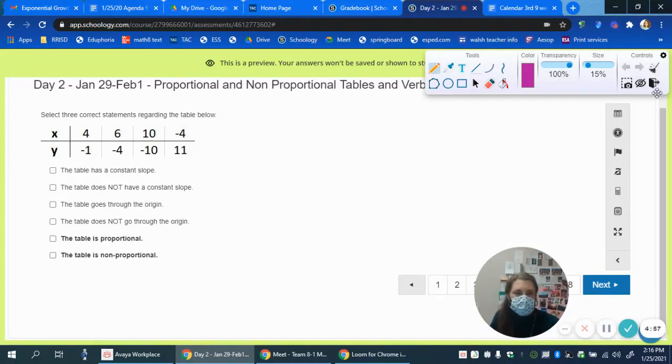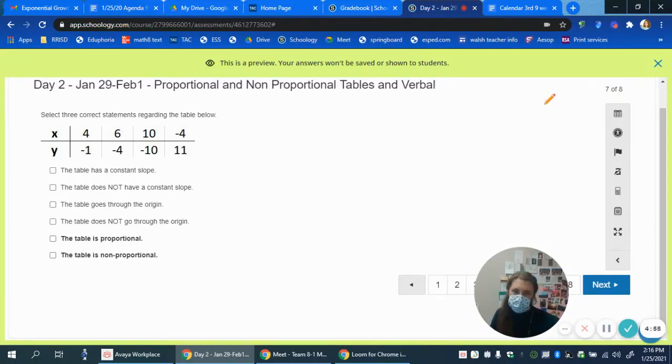All right, we're going to take a look at this table here to determine whether or not the table is proportional. So if you guys remember, there's two things that make any situation proportional. It has to have a constant slope and it has to go through the origin. So when you guys look at these check boxes, you're going to select all that apply. So I've already given you a heads up. There are going to be 3 correct statements.